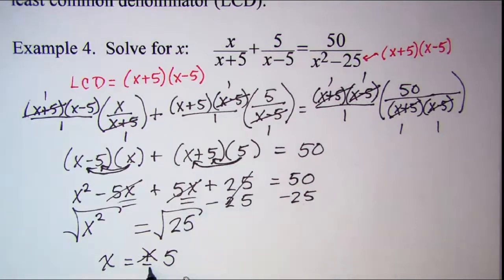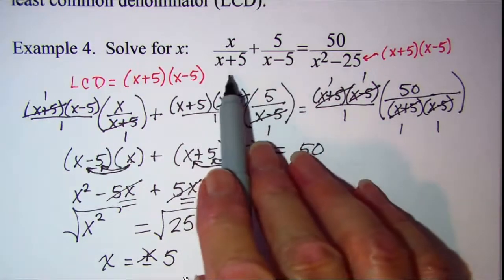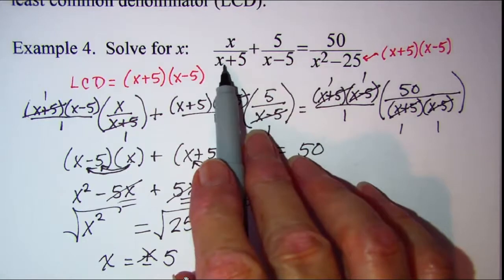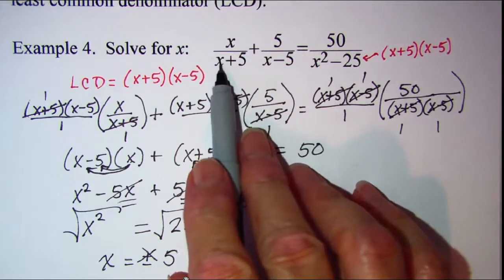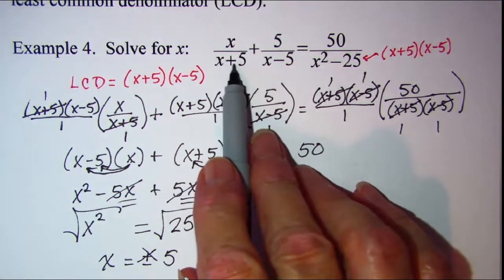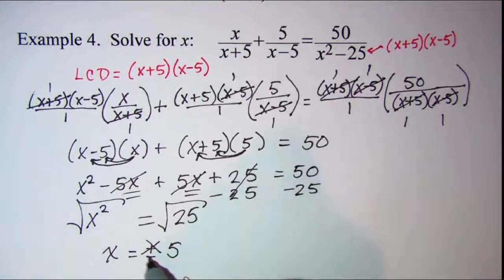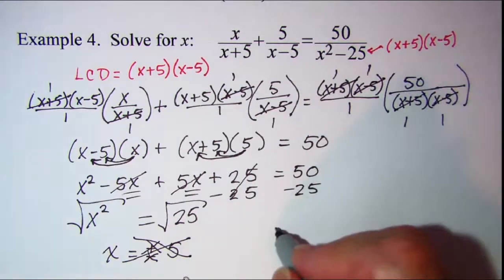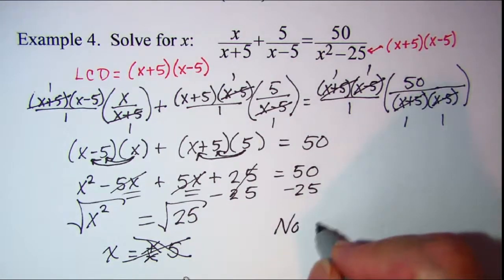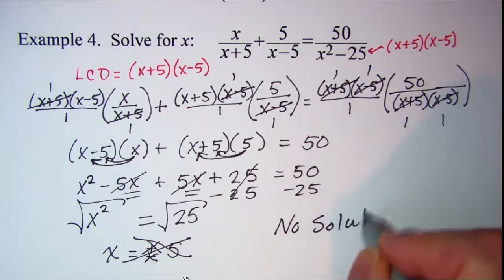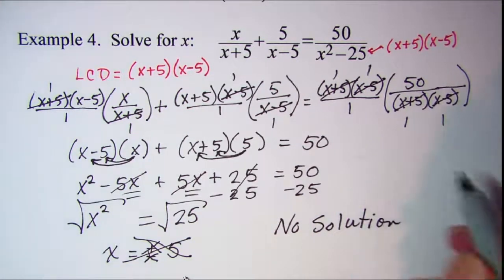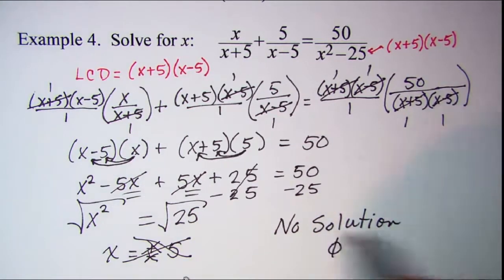Now let's just look at the negative 5. If I substitute negative 5 into this denominator, negative 5 plus 5 is 0. So I can't use the negative either. So I can't use either of those solutions, and I need to write no solution, or you can also put the empty set if you like.